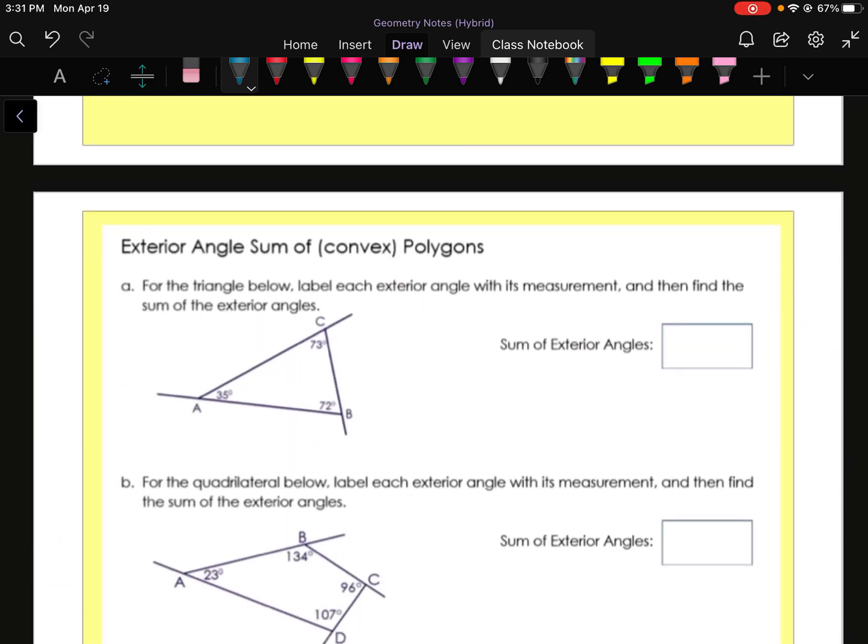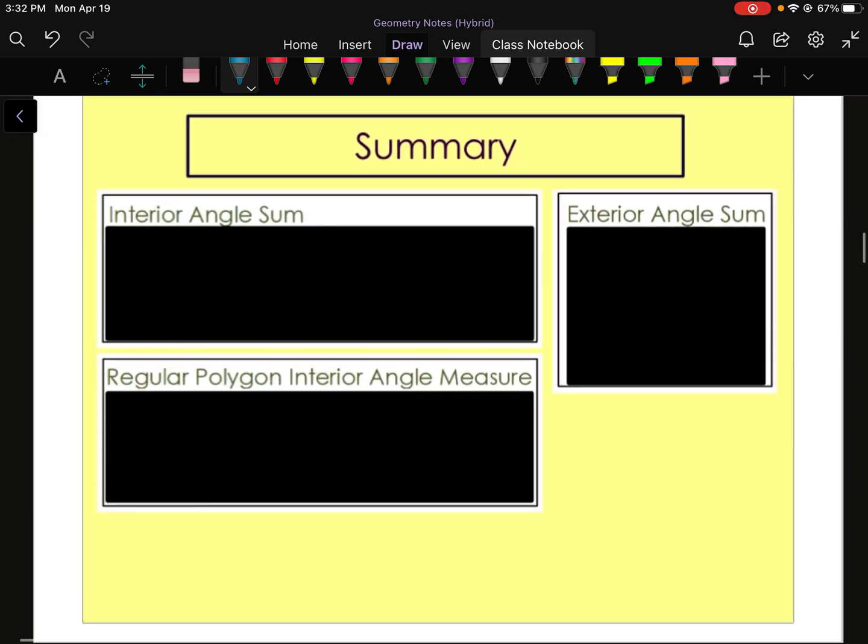We are going to skip this section here really quickly and go to the summary. So, to find the total number of degrees of the interior angles, I'm going to make those equals. So the total number of degrees equals the number of sides, n, minus 2 times 180 degrees.